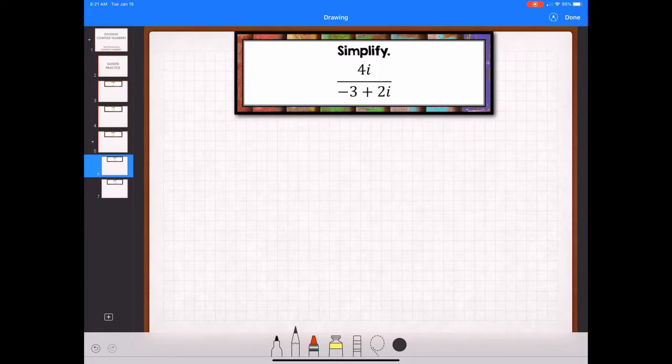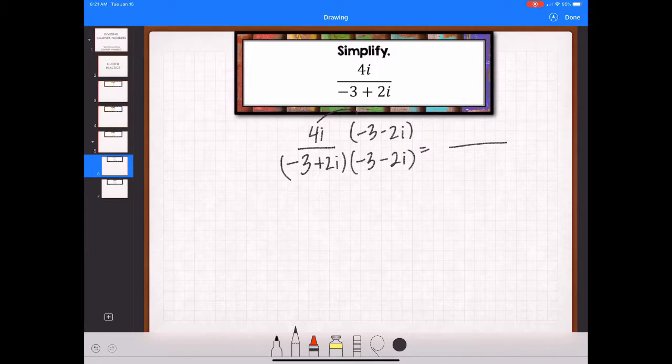Okay, next example, 4i over negative 3 plus 2i. Multiply by the conjugate, so that's negative 3 minus 2i. Multiply it to the numerator as well. Distribute. 4i times negative 3 is negative 12i. 4i times negative 2i is negative 8i squared.